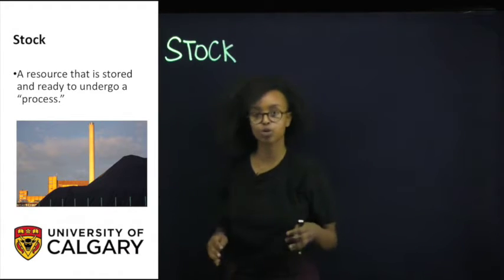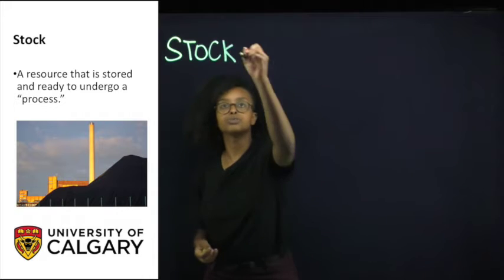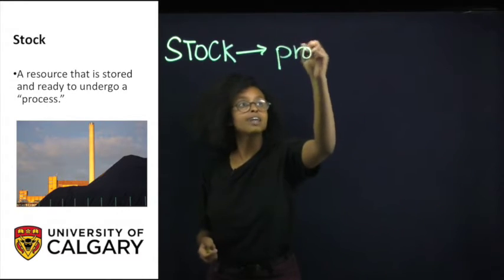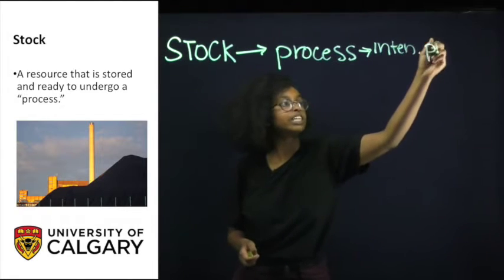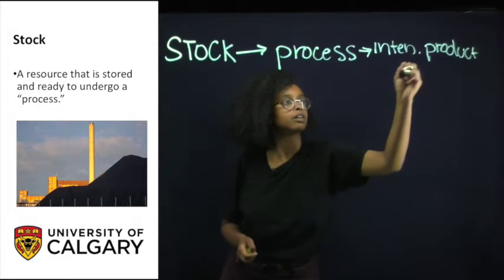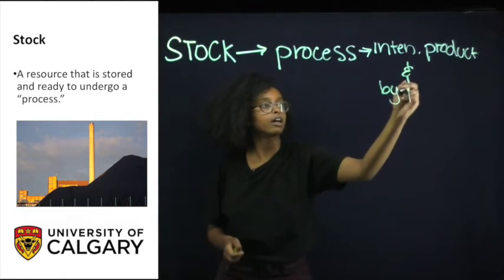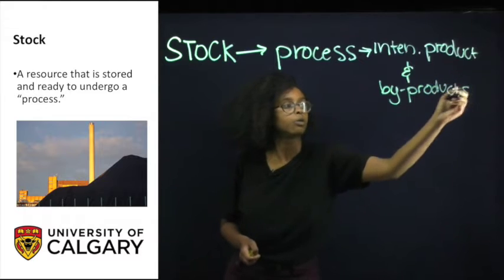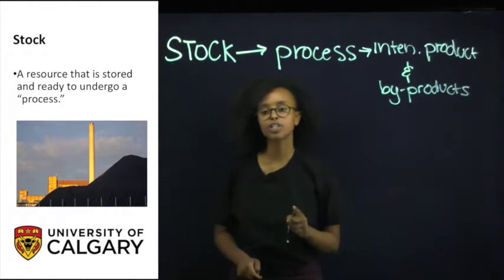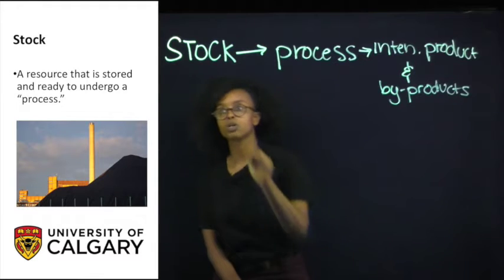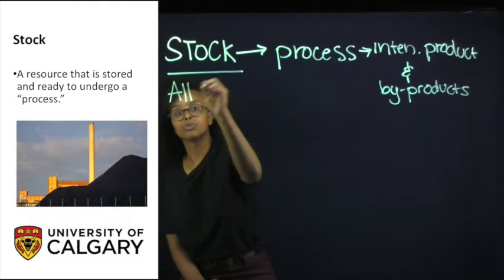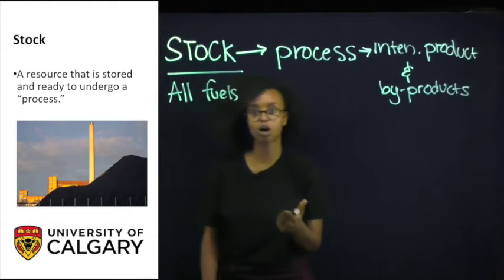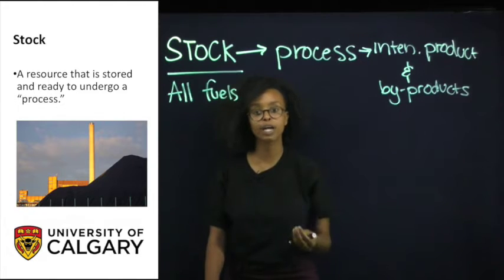stock is the natural resource that's quantifiable and ready to use for us to put in a process to create some sort of intentional product and comes along with byproducts. It's important to note that only some natural resources have the ability to be stocks. For example, all fuels can be stocks.